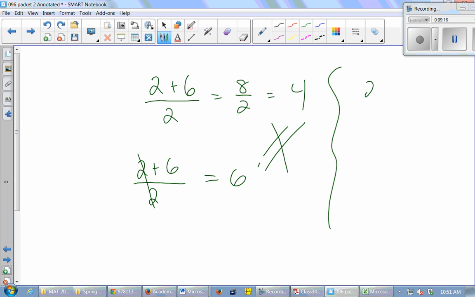If I had done 2 times 6 over 2, 2 times 6 is 12. 12 over 2 is 6. 2 times 6 over 2, using a shortcut where you cancel the 2's, you get 6, the same thing. So it only works if the two things are separated by multiplication. Separated by addition, you don't get the same answer, so you can't use the shortcut.